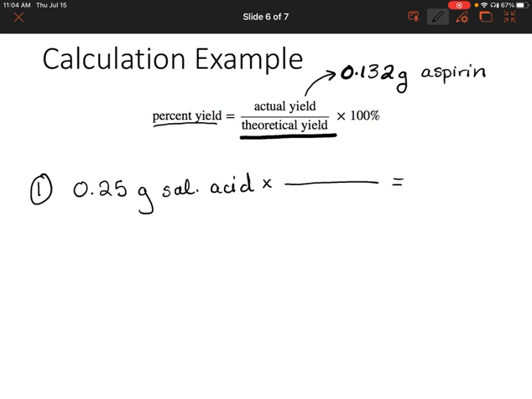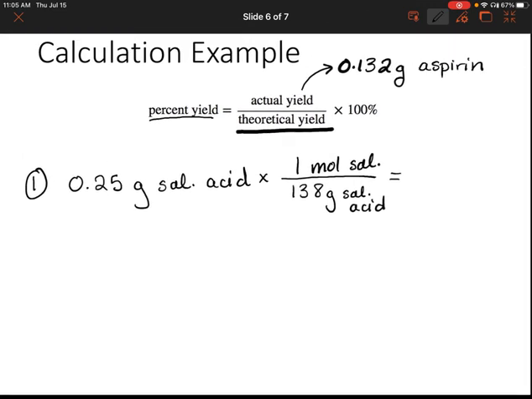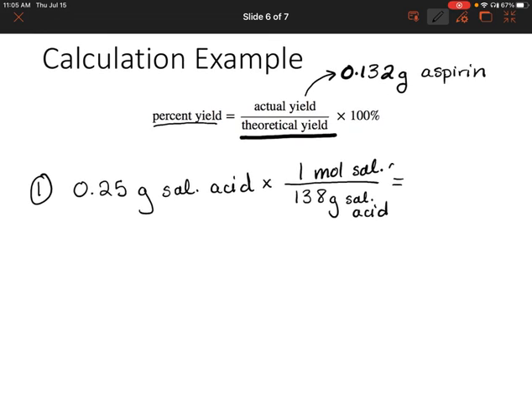Now remember, when we're using conversion factors, we want to cancel units to give us what we want. So what would go in the denominator? What do we need to cancel? Grams. So we're going to put 138 grams of salicylic acid in the denominator, and then we'll put 1 mole of salicylic acid in the numerator. Oops, sorry. It's zooming in on me.